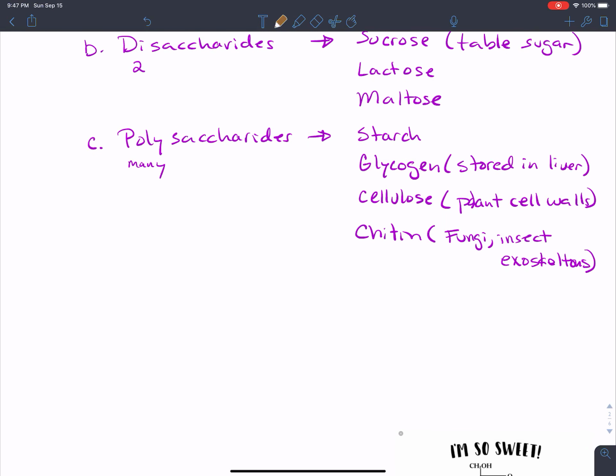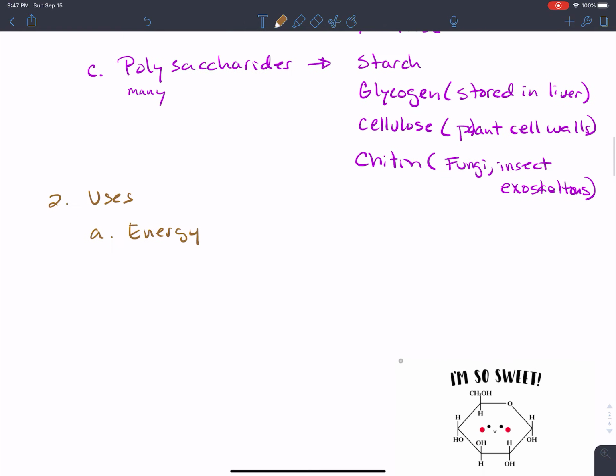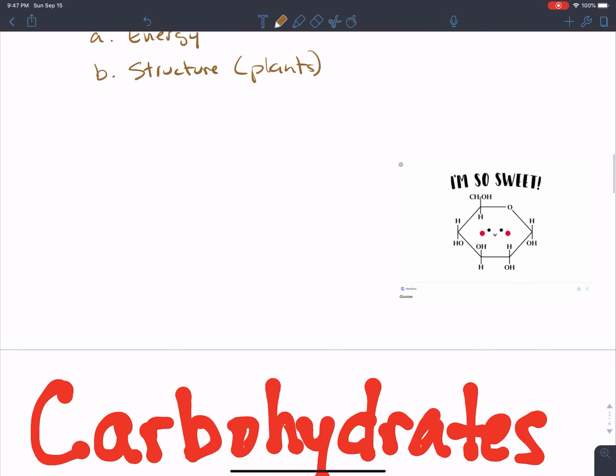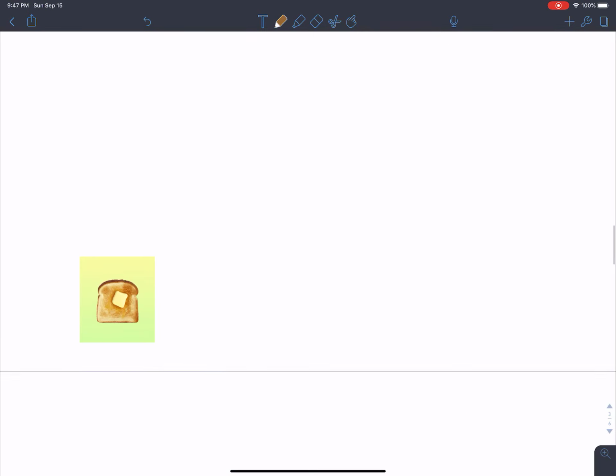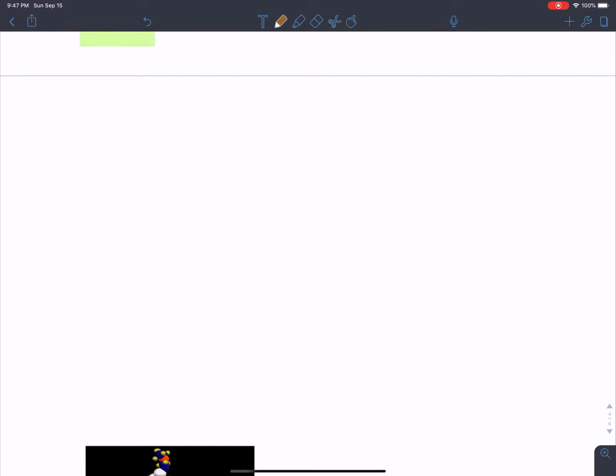Number 2, what are the uses of carbohydrates? Their main use, of course, is energy. We consume carbohydrates for their energy. They're also used for structure, particularly in plants where they make up the cell walls. It's what gives things like trees their great strength. So now we'll go ahead and move on to lipids.